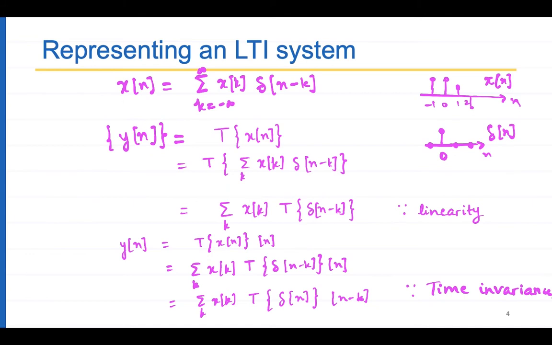Okay, so let's go to the next page. Now, this term, T of delta n, what is this? This is the response of the system to a unit impulse input, right? So let me call it h of n.